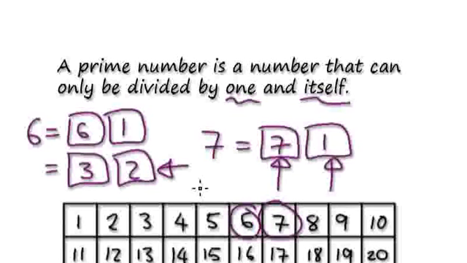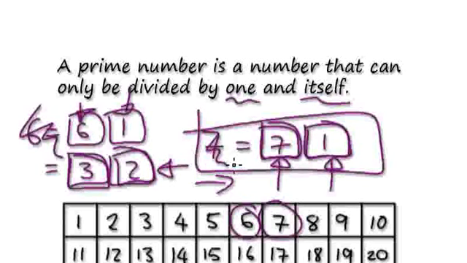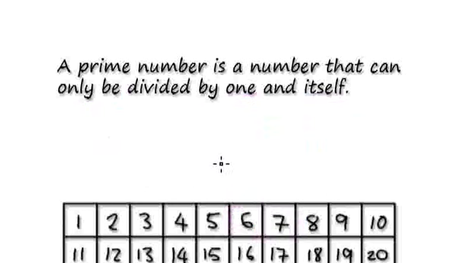So here you try to find another example other than 1 and itself for the number 7. You can't do it, because this is the only way. Well, 6 here, you can break the 6 up as a 3 and a 2. Well, this is something other than 1 and itself. Okay, so 6 is not a prime. 7 is a prime.